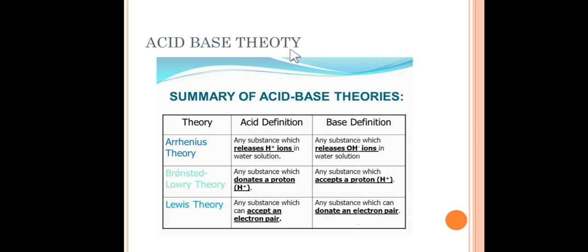According to Arrhenius, any substance which releases OH minus ions in water solution is called a base. In Bronsted and Lowry theory, any substance which accepts a proton, that is H plus, is called a base. And the third theory is Lewis theory. According to Lewis theory, any substance which can donate an electron pair is called a base. If we consider organic bases, the last 2 theories, Bronsted and Lowry theory and Lewis theory, can be applied.